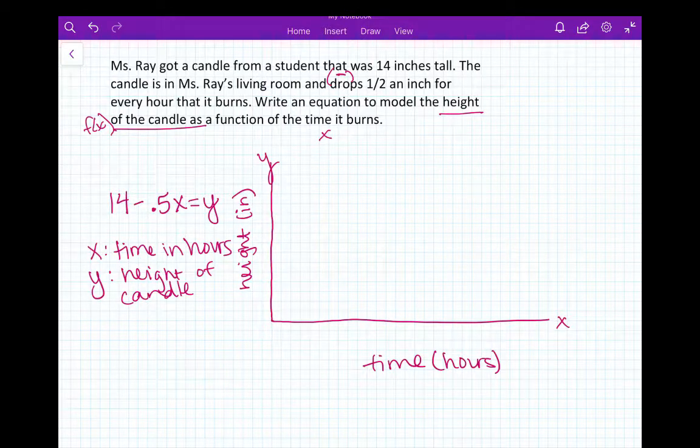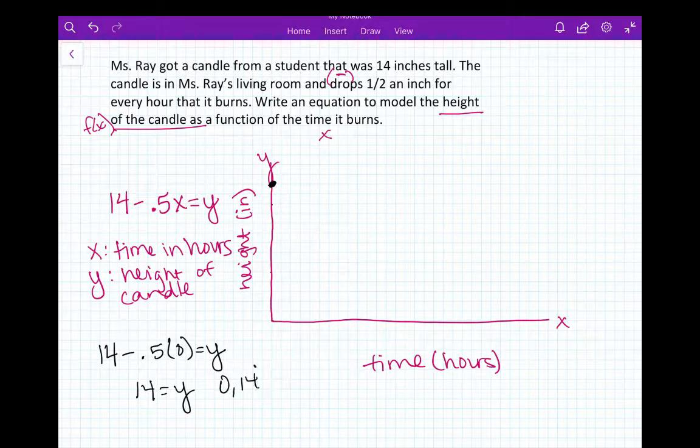So remember, I'm going to plug in a 0. If I want to find the y-intercept, I plug in a 0 for x. So 14 minus 0.5 times 0 equals y. Well, 0.5 times 0 is 0. So that means my y-intercept is 14. So there's 14 on my y-axis. Remember, that is the point 0, 14.